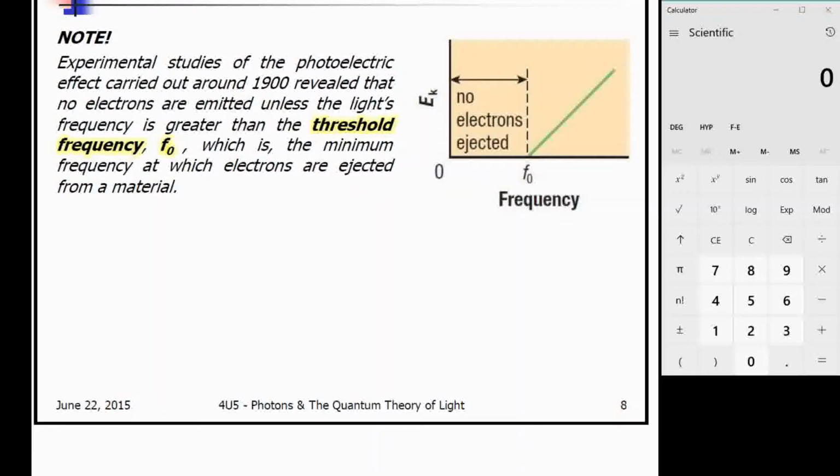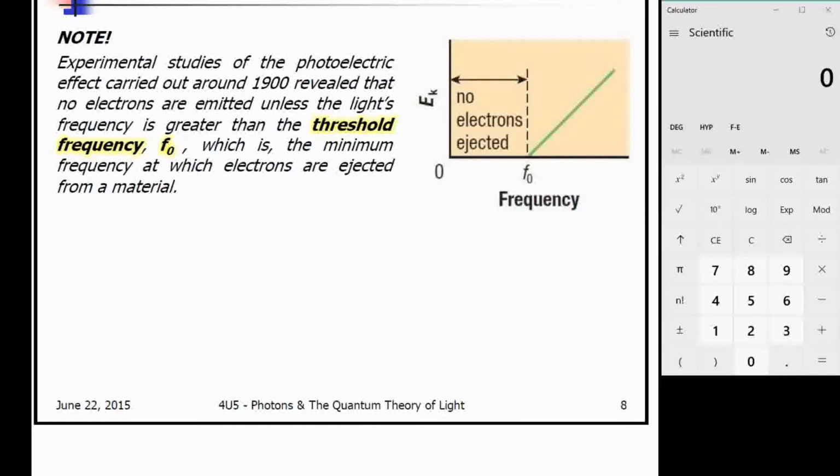was that there was a certain frequency that was required to start emitting electrons. This was called the threshold frequency. It was given the symbol f0, subscript 0. This was the minimum frequency that was required for electrons to start being ejected from the material. If you had light that was less than this frequency, no electrons would be emitted. But as soon as you hit this frequency, you'd start to have electrons emitted, and the more that you increase this frequency, you would have more electrons emitted.